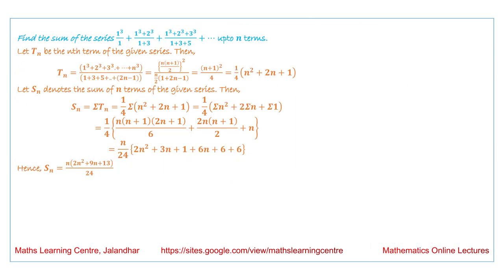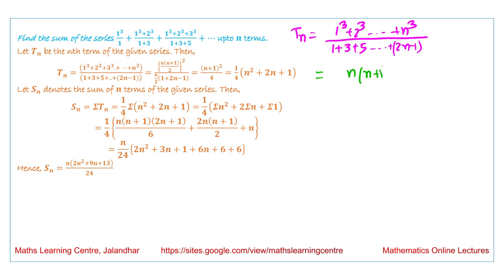Next is find the sum of this series up to n terms. So if we write the general term over here, Tn, it is (1 cube plus 2 cube, so on up to n cube) divided by (1 plus 3 plus 5, so on up to 2n minus 1). Now the sum of the numerator is n into (n plus 1) the whole square by 4, and the sum of the denominator is 1 by 2 n into (1 plus 2n minus 1), which when you solve gives 2n.